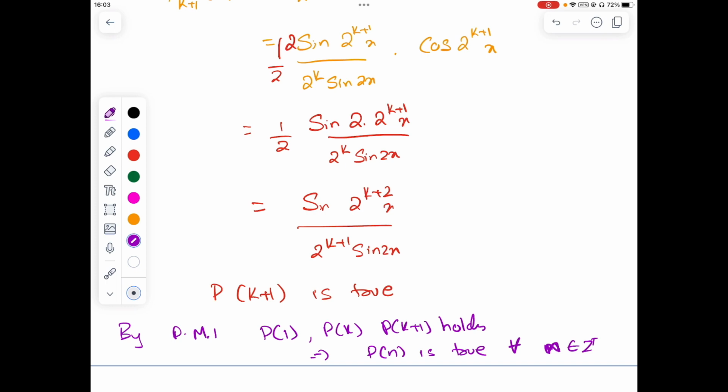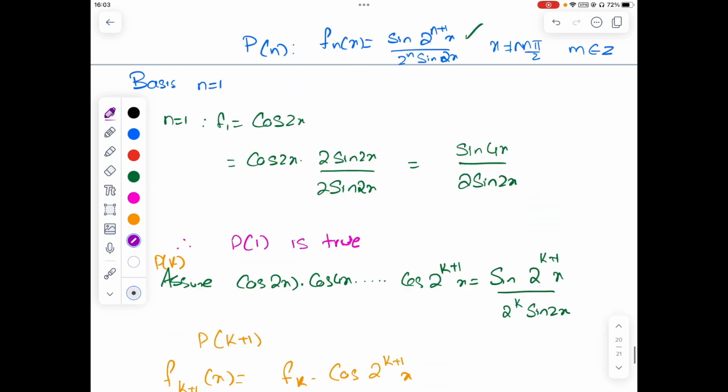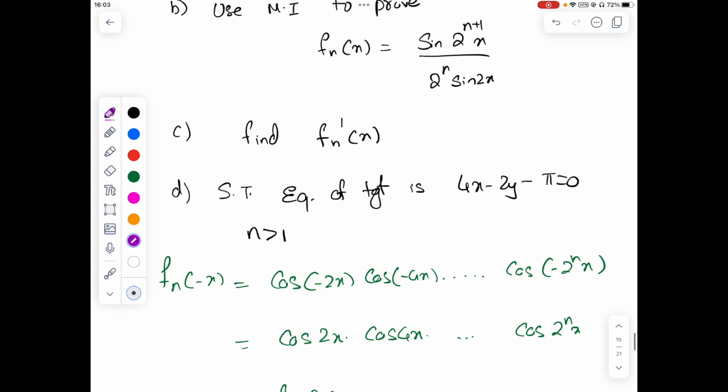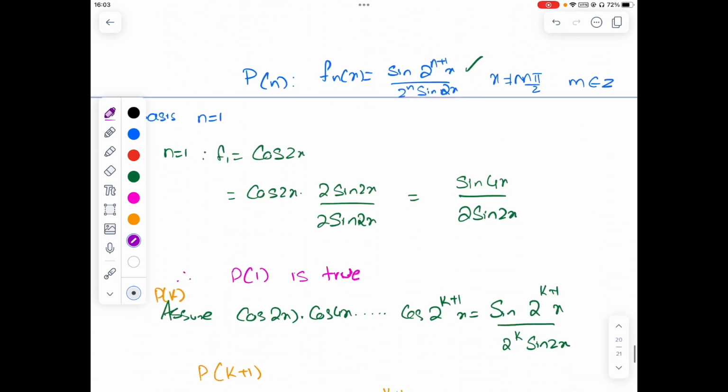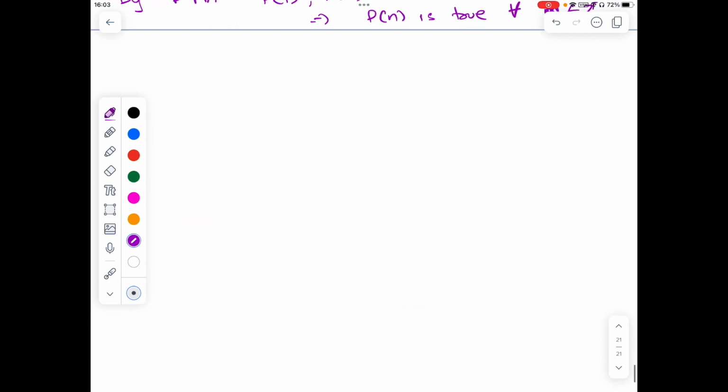Now the next part of the question. What is the next part of the question? It says find the first derivative and find the equation of the tangent. Those two are interrelated to each other. So coming to the next part of the question, find the first derivative.